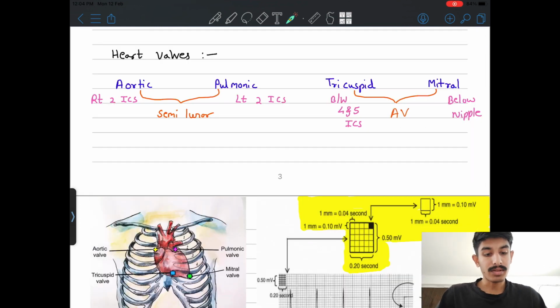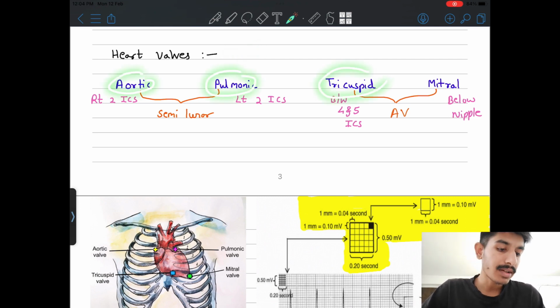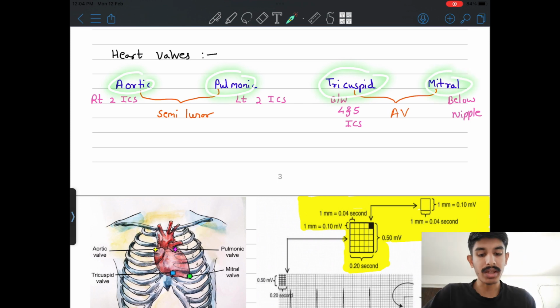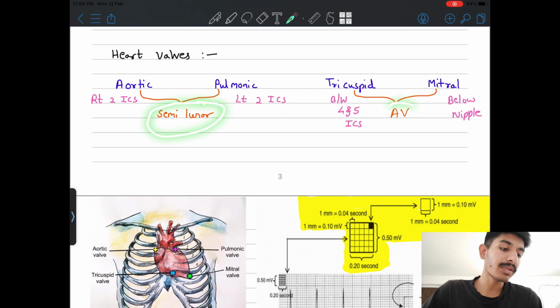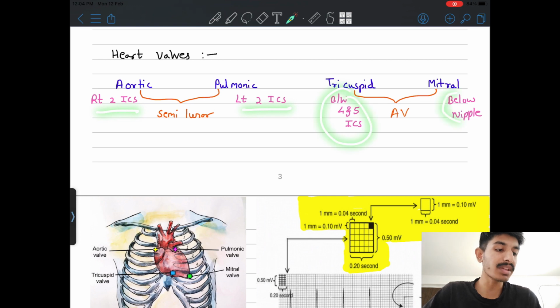So the next part is heart valves. There are 4 heart valves: aortic, pulmonary, tricuspid and mitral. And what is between them? There is the semilunar valve. And what is between those? The atrioventricular valve. Remember this, and remember their locations as I told you before.